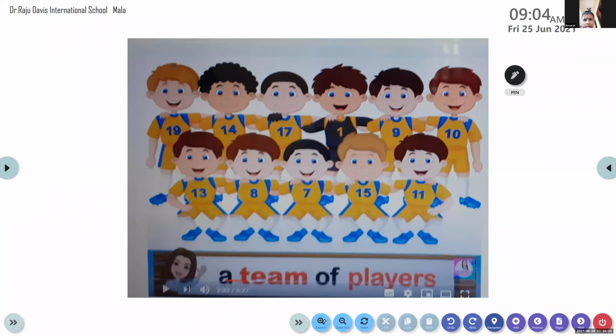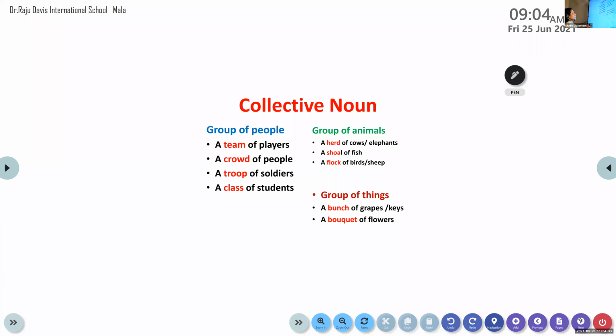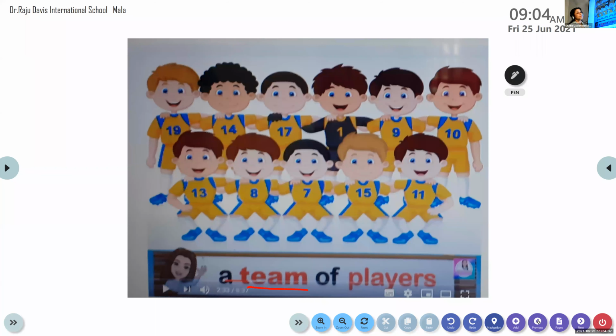A team of players. The collective noun used for a group of players is team. This we have already learnt. The next part we'll be doing in the next session. So we have learnt all this. Nearly we have learnt about six collective nouns in today's session.